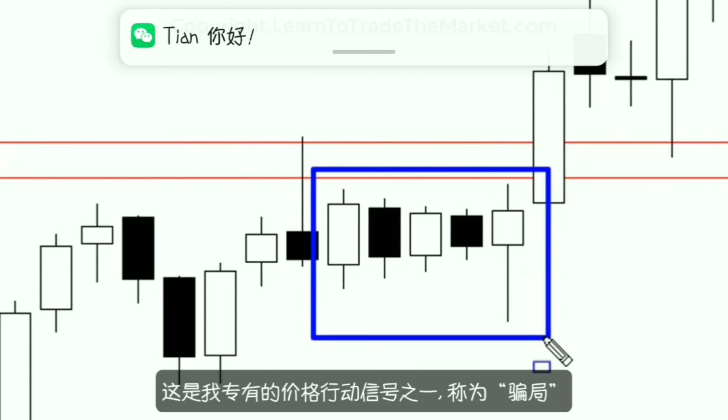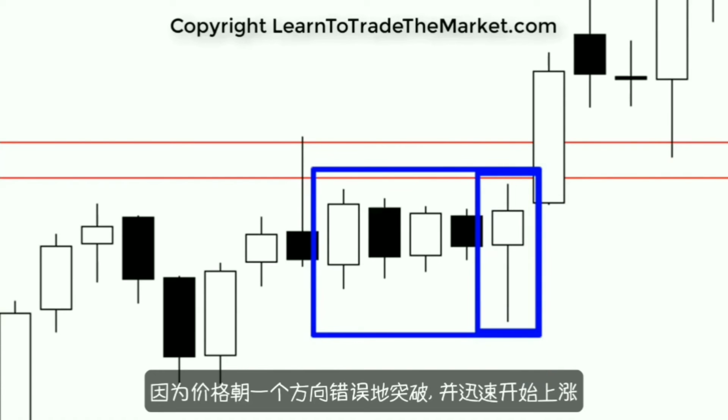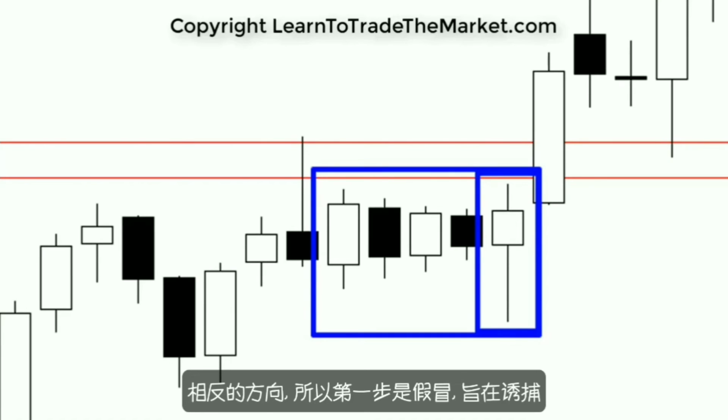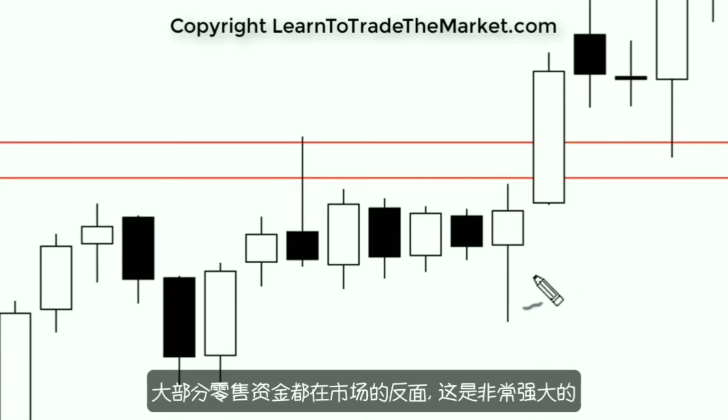This is one of my proprietary price action signals called the fakie setup, because prices make a false break in one direction and quickly start moving in the opposite direction. So the first move was a fake out. That's designed to trap most of the retail money on the wrong side of the market.